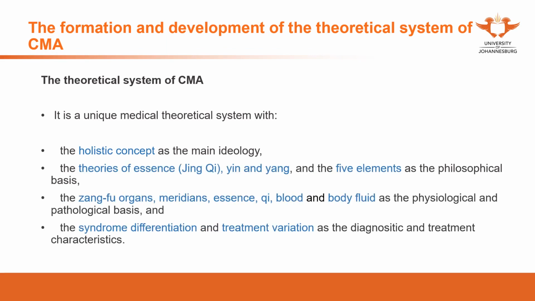There are some characteristics of this theoretic system. The holistic concept as the main ideology, the theories of essence, yin and yang, and the five elements as the philosophy basis. 脏腑 organs, meridians, essence, qi and blood, body fluids, as physiological and pathological basis.